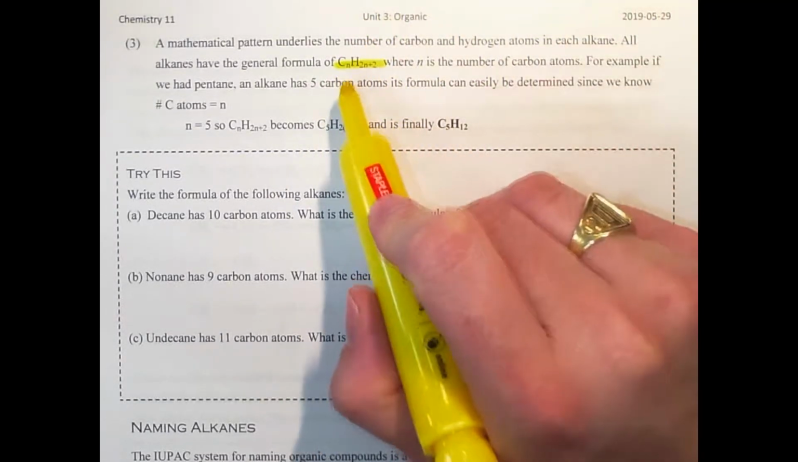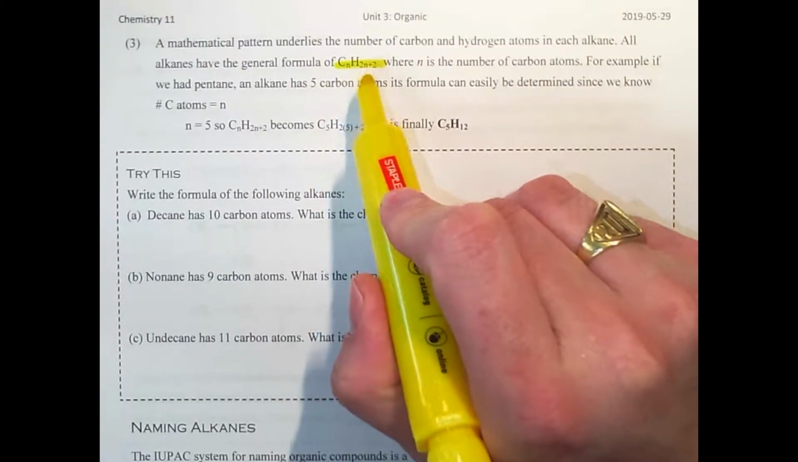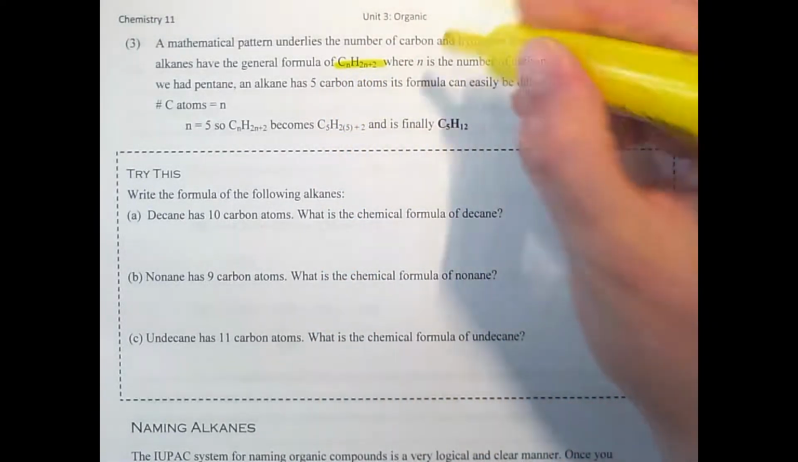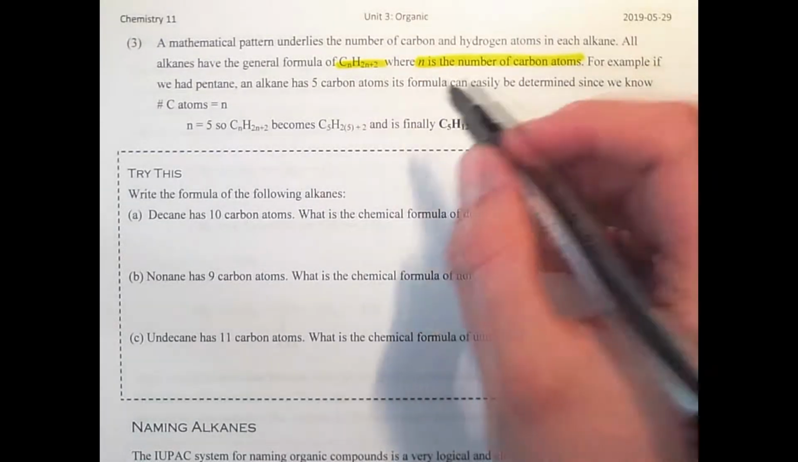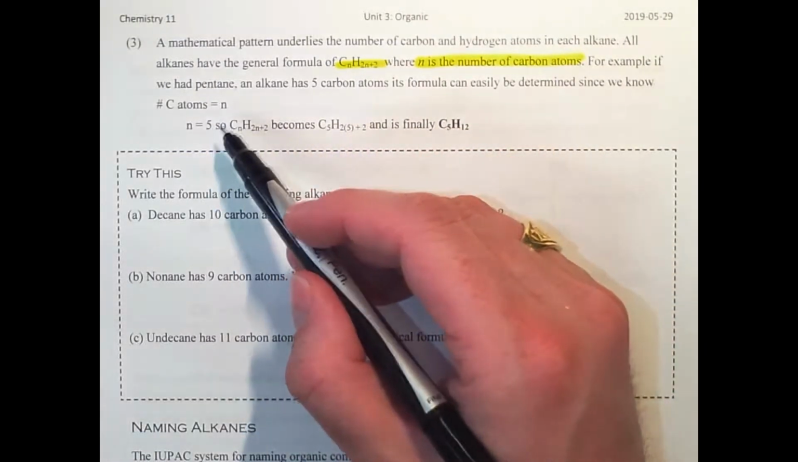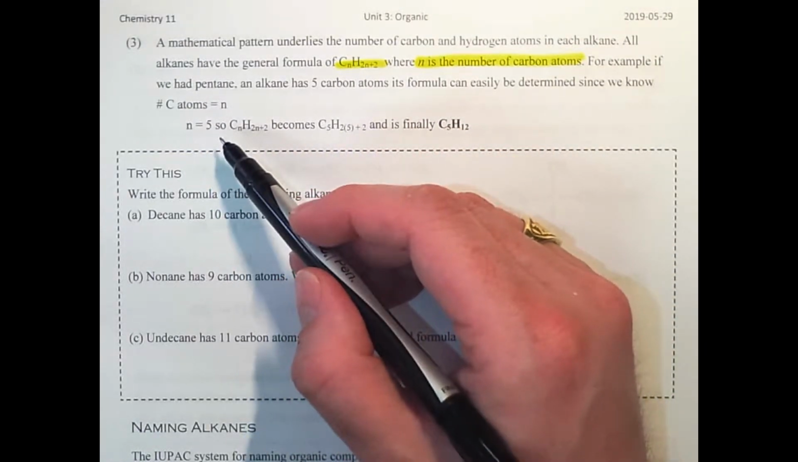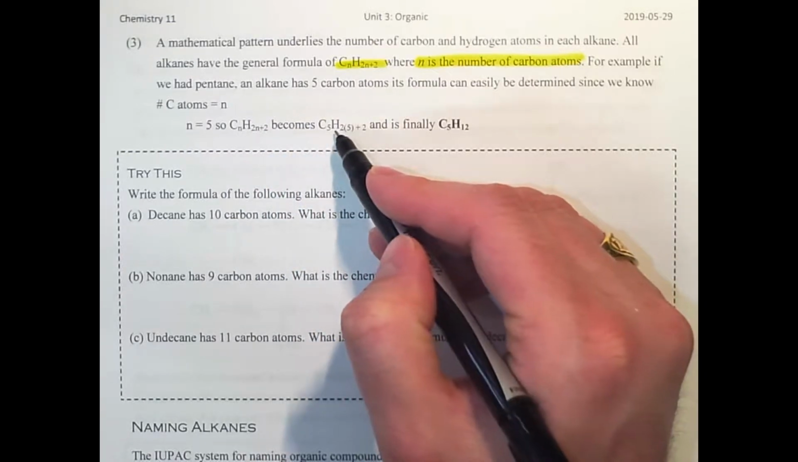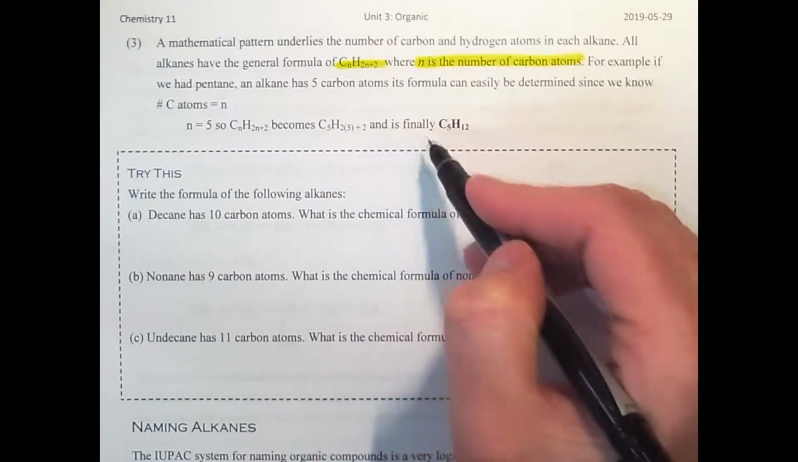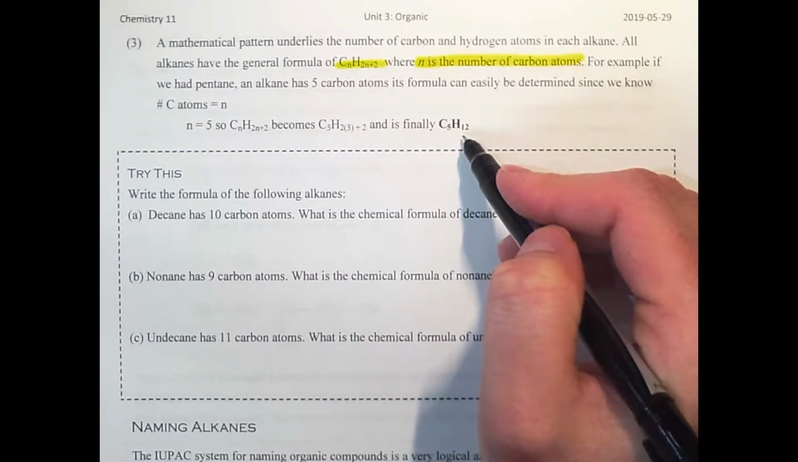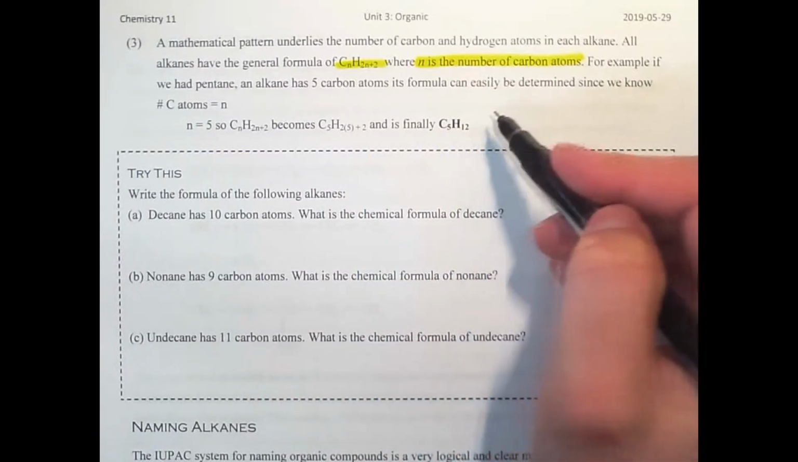And it might be hard to see on here, but it is CnH2n+2. So if we know what n is, which is the number of carbons, we can always figure out what the formula should be. And that is just the molecular formula, not the structural formula. So in a situation where we have n equals 5, or a 5 carbon chain, if we put a 5 in for n, then we do our math, 2 times 5 plus 2. So the formula for a 5 carbon alkane would be C5H12.